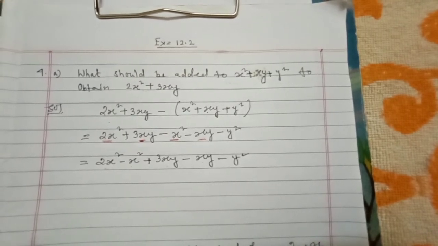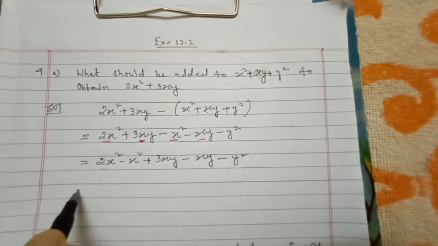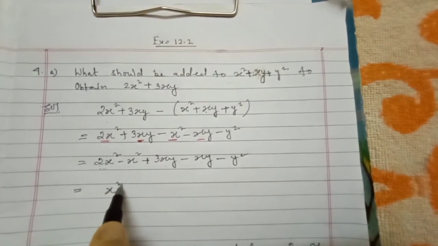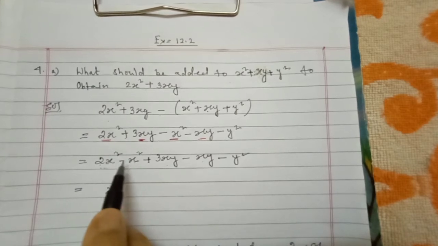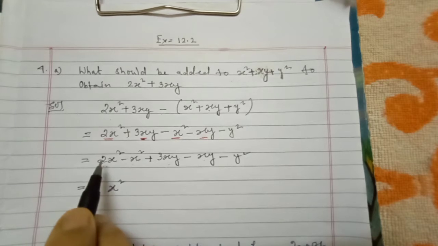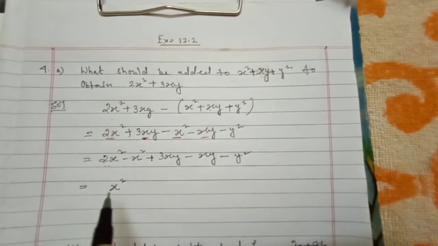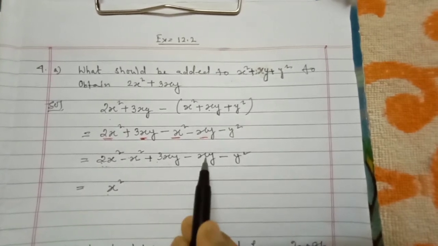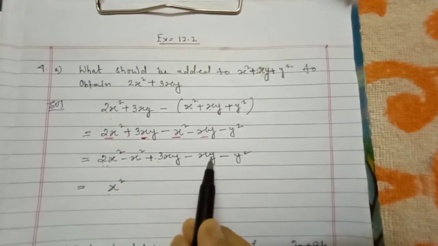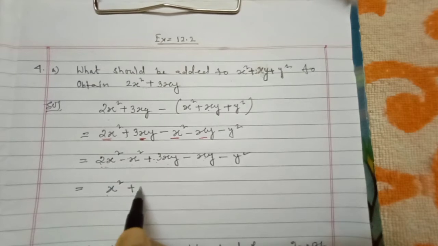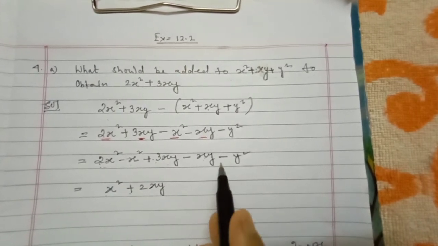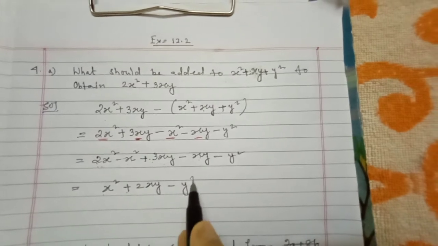Now do the subtraction. What can you get? 2x square minus x square means only 1x square. Variables are same, you have to subtract only the coefficients. Here it was 1 and here it is 2. 2 minus 1, that is 1. Plus 3xy minus 1xy means plus 2xy. The larger number's sign will come, and minus y square.